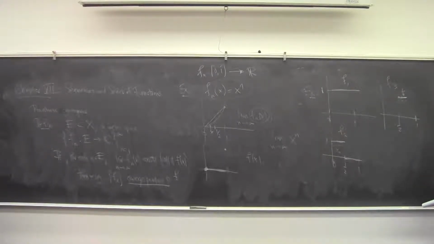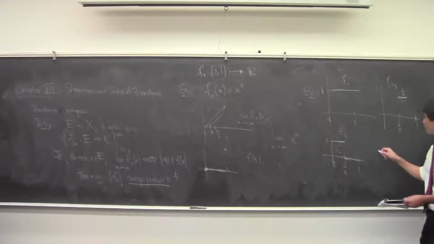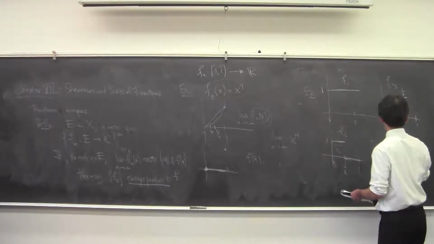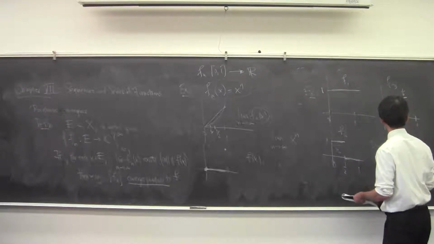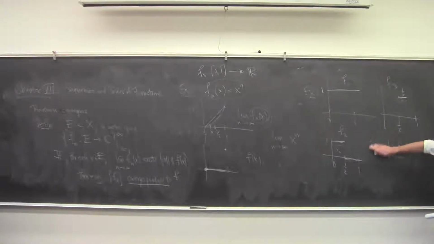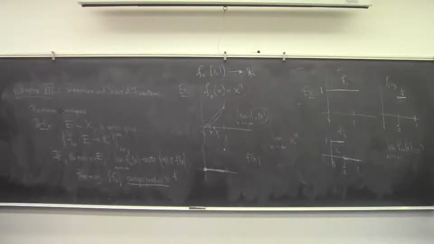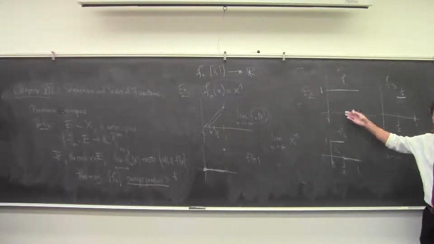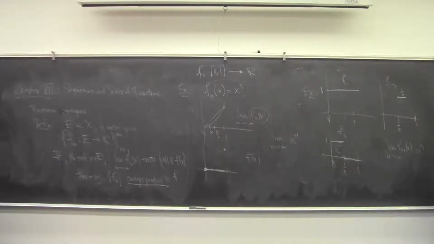So what happens to f_n(x) as n goes to infinity? Pick some point x, and what happens as n goes to infinity? Okay, talk with a neighbor.